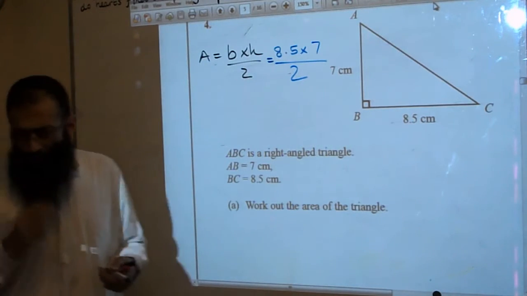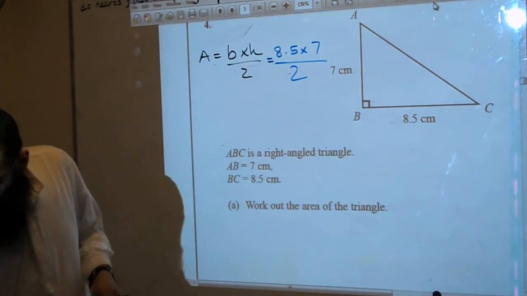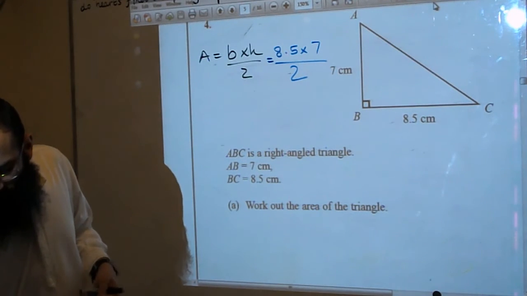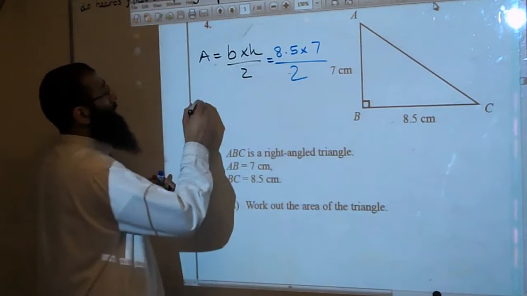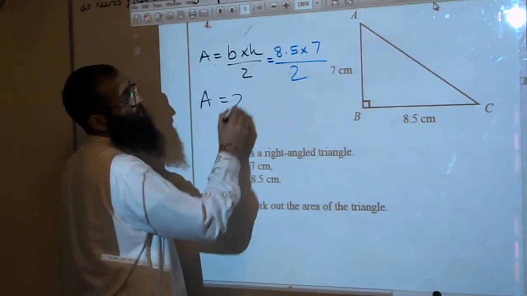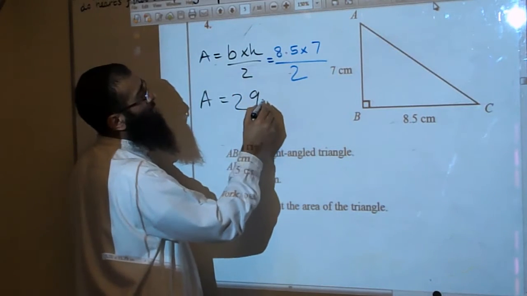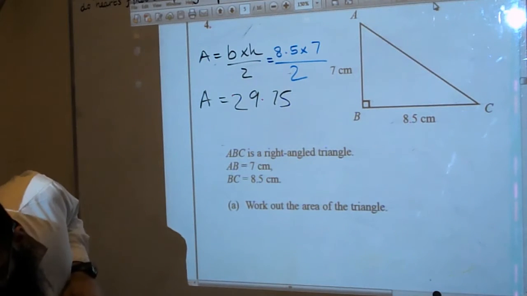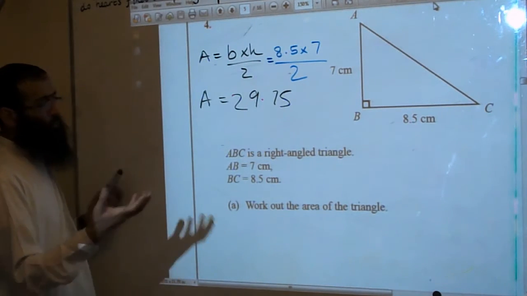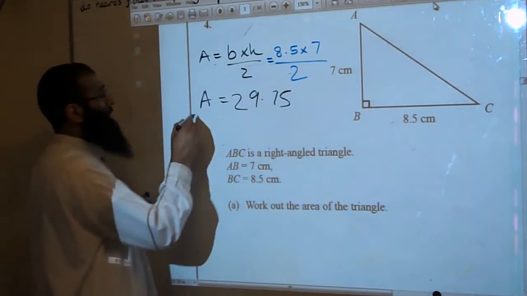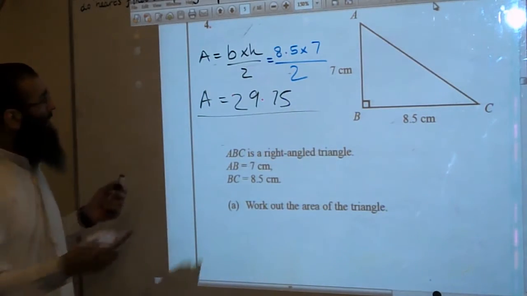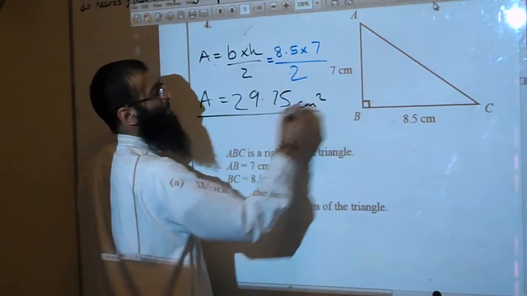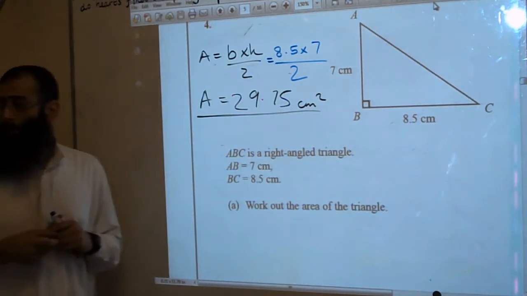Okay, now we divide it by 2. 8.5 times 7 divided by 2. That will give us an answer of 29.75. Is that all the answers on the calculator? Yeah. Okay, 29.75. And did they ask us to write it in any particular way? No. Okay, we'll leave it at that. Two decimal places is okay as a mathematical answer. So the area is that, and then it'll be centimeters squared. That's the area. Everybody got that?